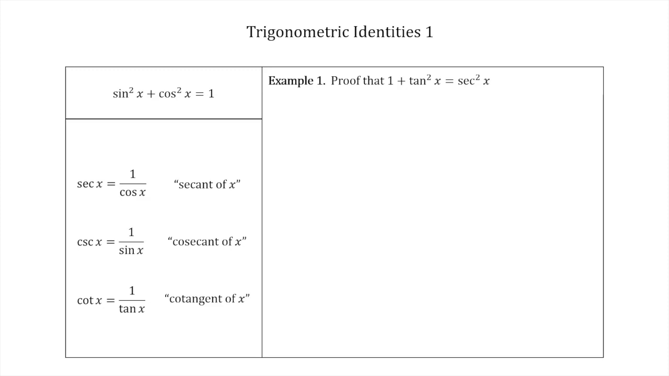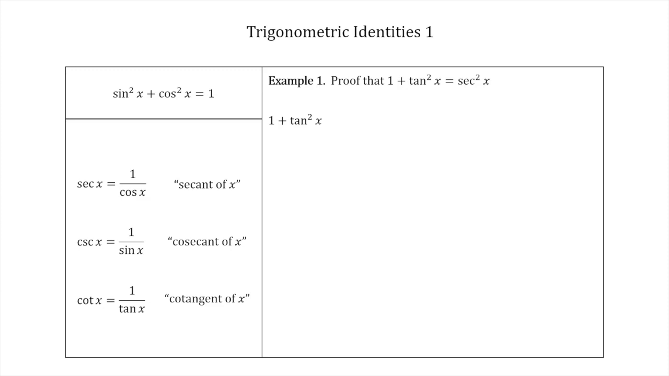Prove that 1 plus tan squared of x equals sec squared of x. So we only need the information in the left-hand boxes to do this. So let's just start. We want to start with 1 plus tan squared of x, and we want to somehow rewrite it until we end up with sec squared of x. So what can we say?